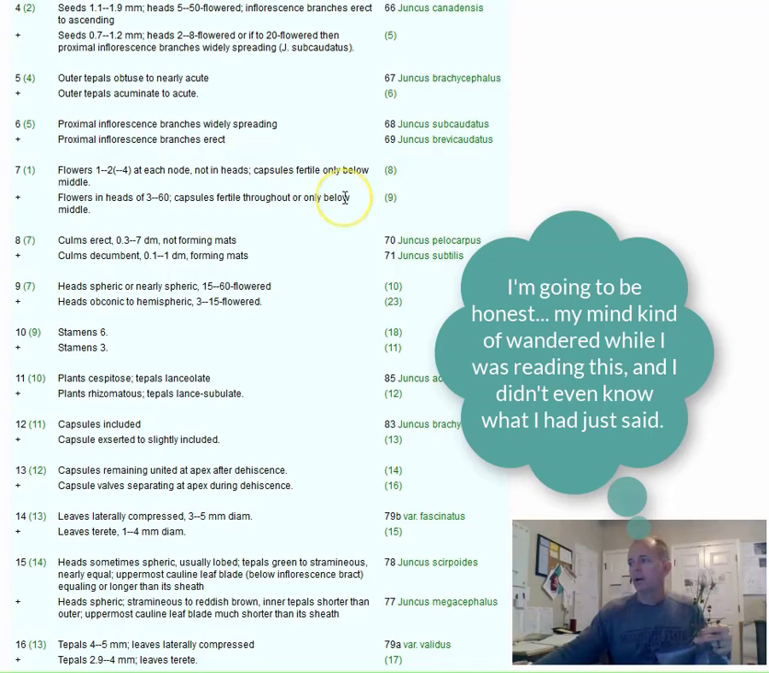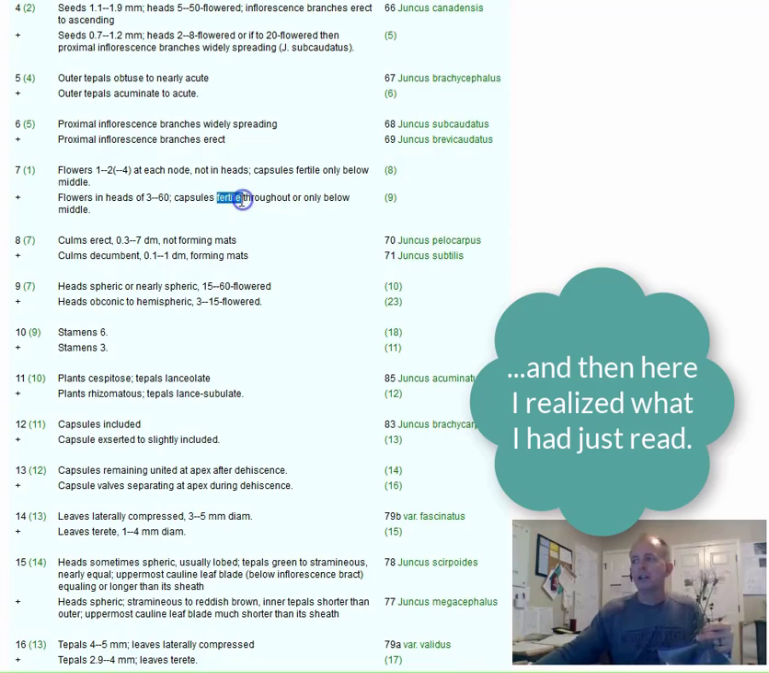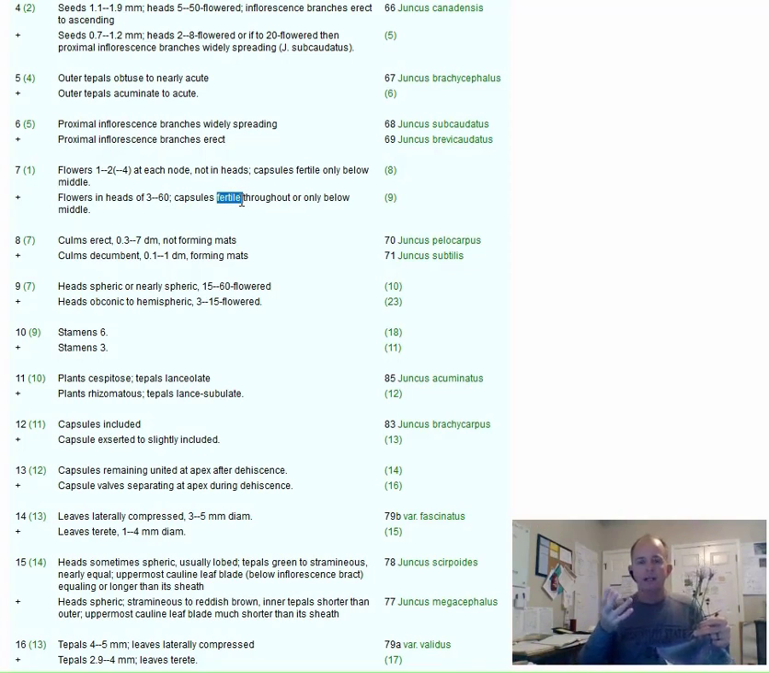Capsule is fertile throughout or only below the middle. Okay, well that really doesn't matter in this case. Flowers in heads of 3 to 60. All right. It looks like all of them, and it looked like the capsules had already opened. So I take it from that they were fertile, they opened up, and in fact, I'll stick one of these under the microscope in a minute because they're really long, skinny, and at the top where they open, they really kind of flare out like this. That's also important in the key in a minute. So all of them I saw were fertile. They're definitely in heads of 3 to 60.